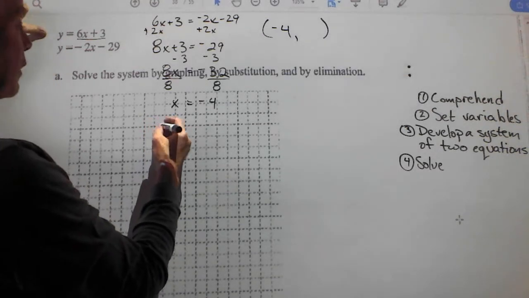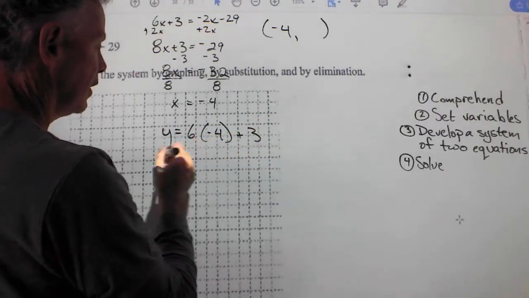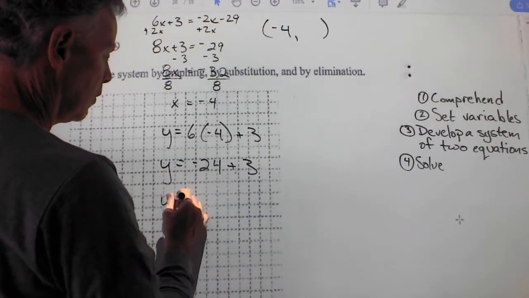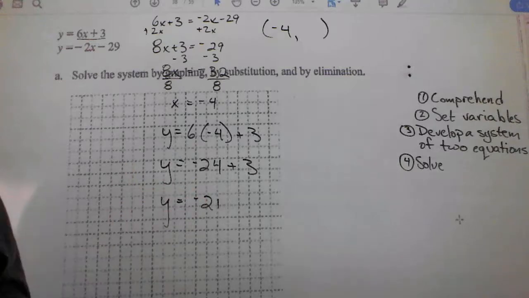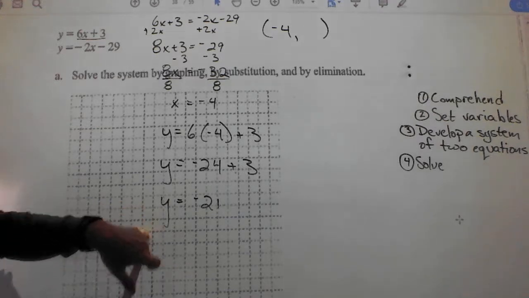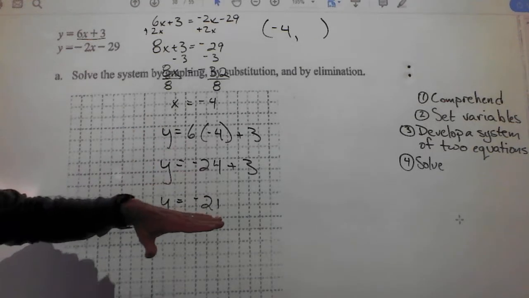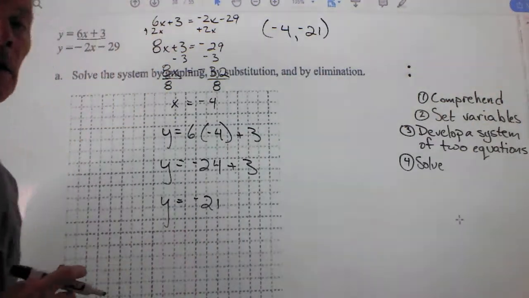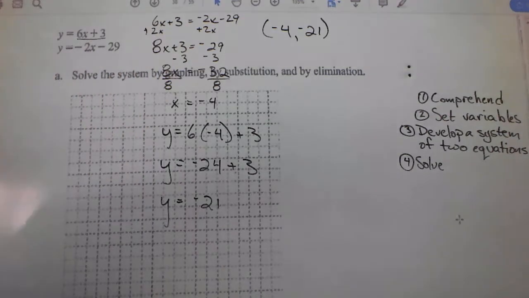So our y equals 6x plus 3 becomes y equals 6 times negative 4 plus 3. y equals negative 24 plus 3, y equals negative 21. Okay? Which is fairly close to what we had, right? Remember, we had our solution down here with both x and y coordinates negative. Remember, you can always verify simply by substituting your values for x and for y back into both equations to make sure that they work. Okay?